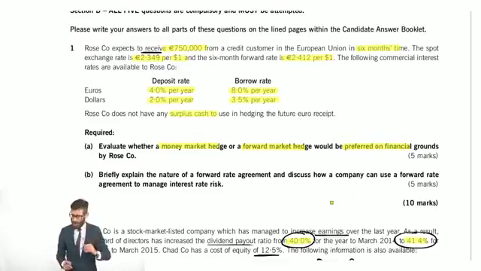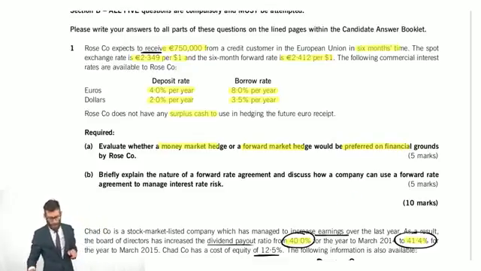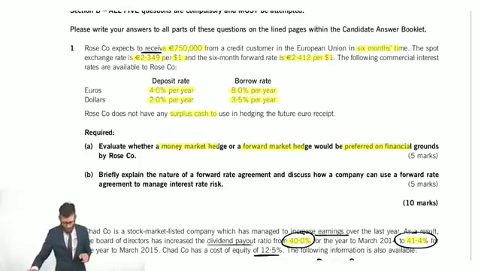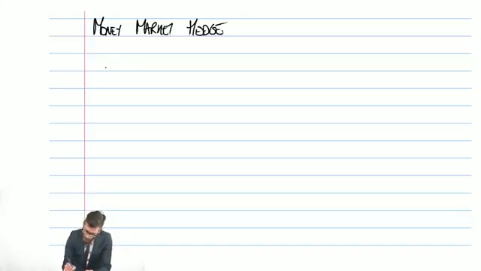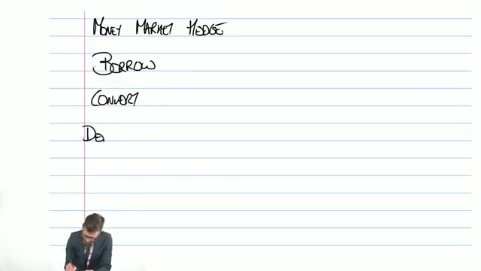Money market hedge. What do we do? Well, I'm going to show you what we do. This is a receipt. What we do is we borrow. We convert. And we then deposit.